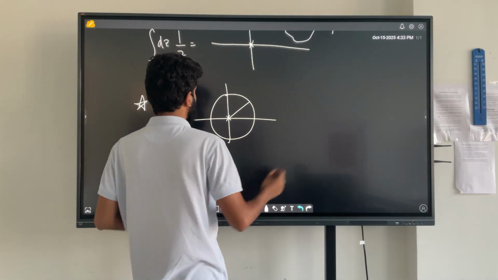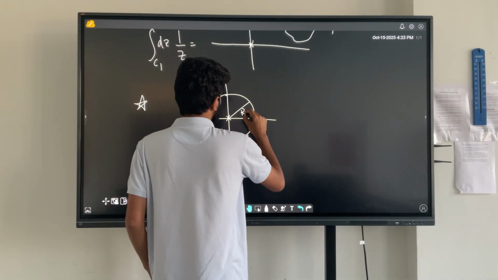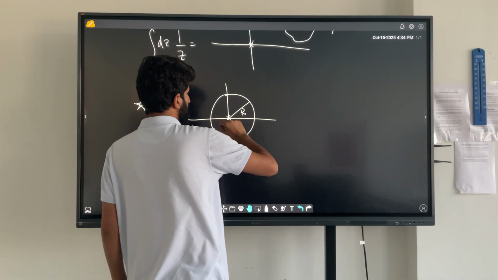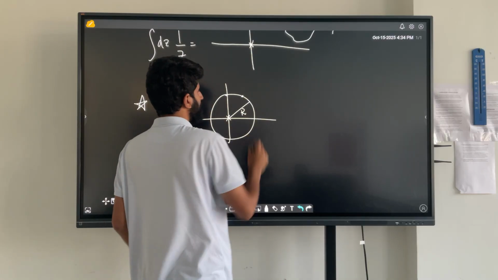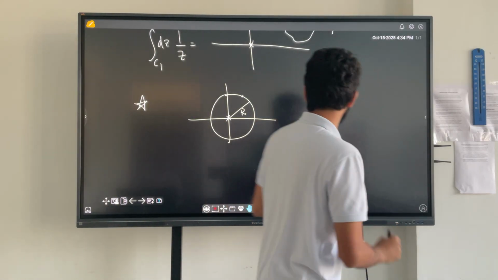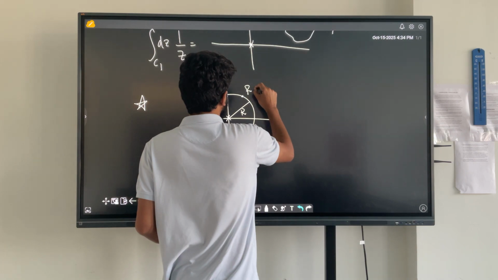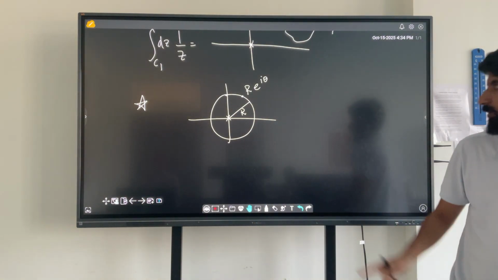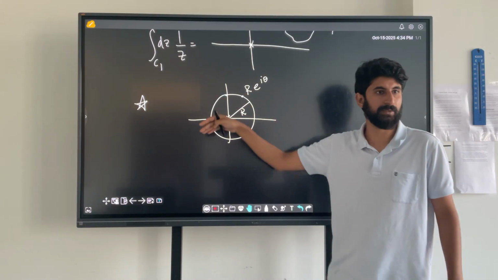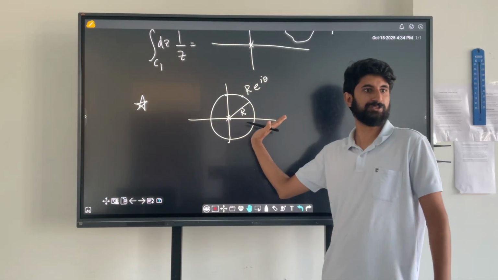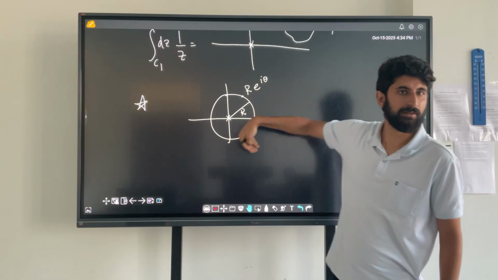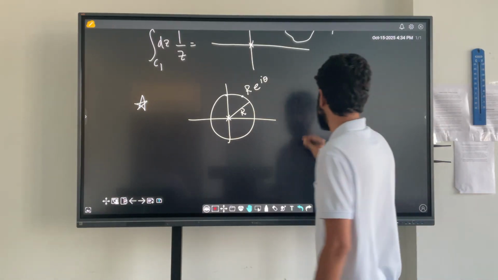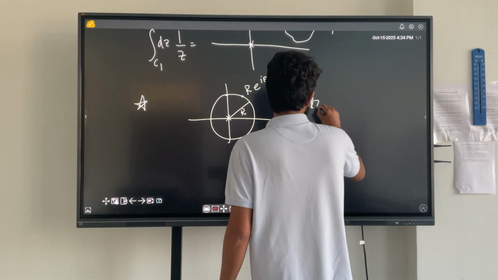Okay, let's take the radius to be r. It doesn't really matter. So what is every point on the loop satisfying? How can I represent it? r e^(iθ). R is the modulus of the complex number on it, and θ is some angle. And how do you trace out the loop? You vary θ from 0 to 2π. Okay. Now let's do the integral of dz.